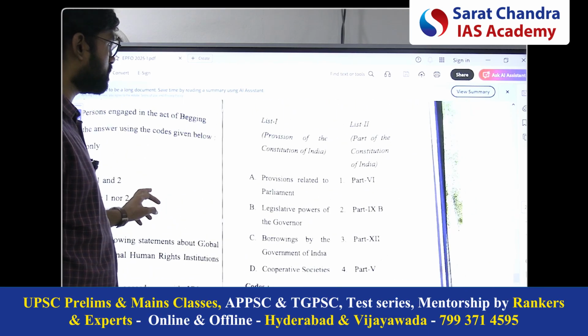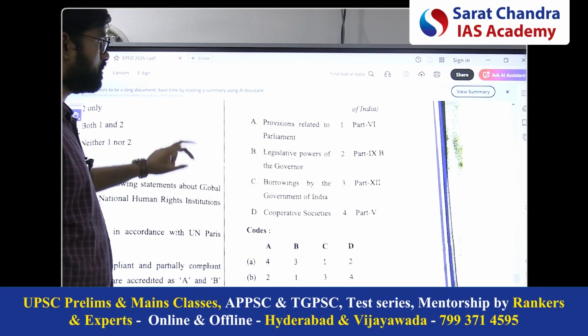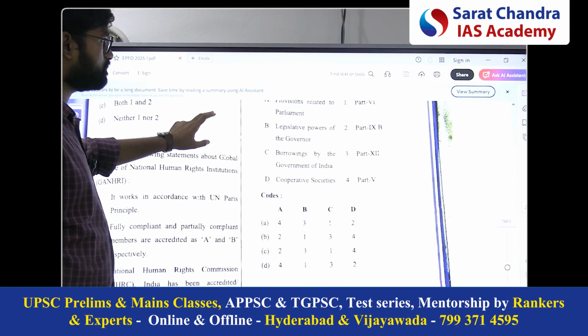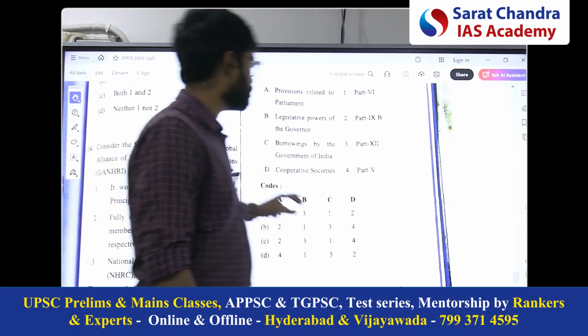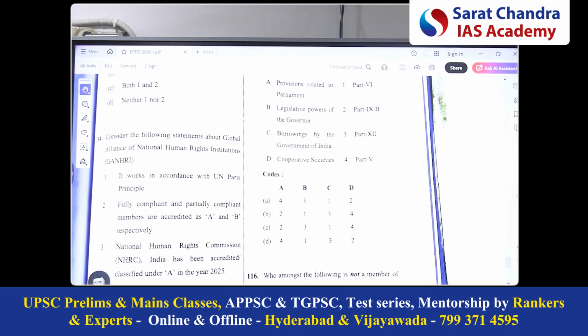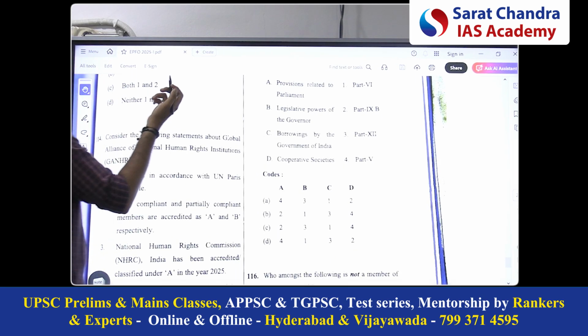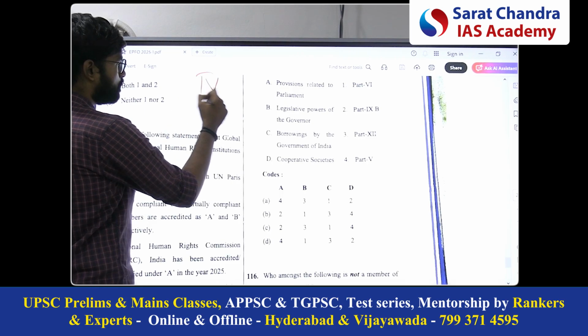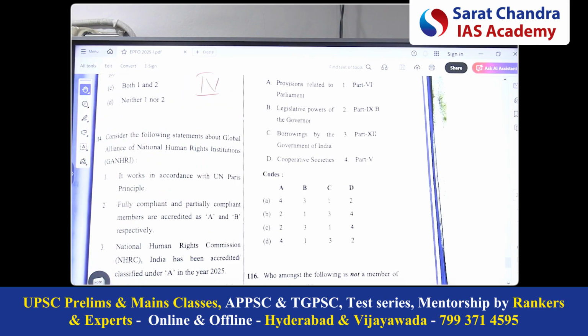Now this is the easiest question which you can directly solve. The provisions related to the parliament and the subsequent parts. Okay, to remember I will tell you a trick. See, I know everyone can remember up to part 4. Part 1 is talking about the union of states or union definition. Part 2 is talking about the citizenship. Part 3 is talking about the fundamental rights. Part 4 is talking about the DPSPs. Up to there everyone remembers. What comes after that?